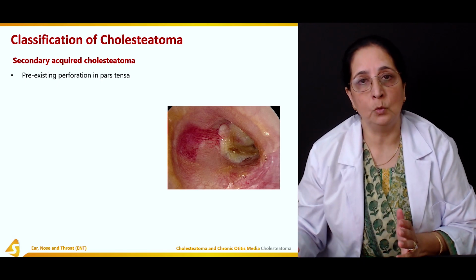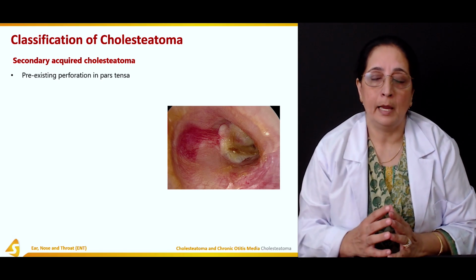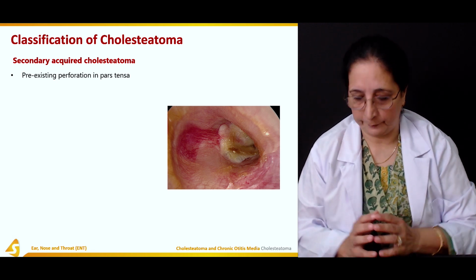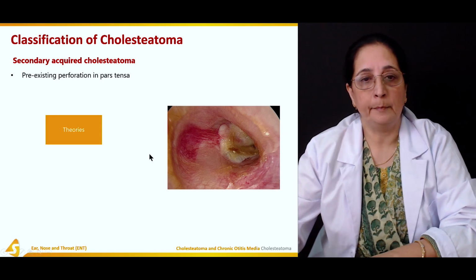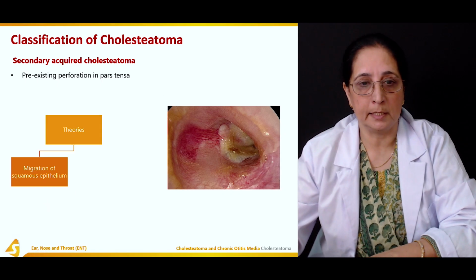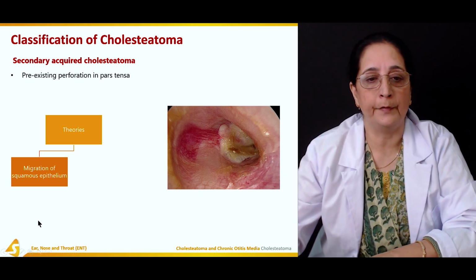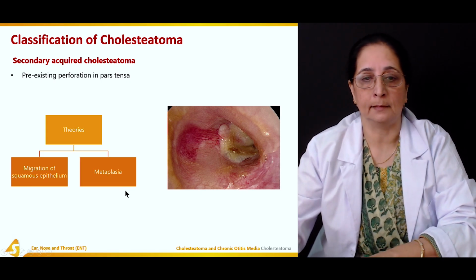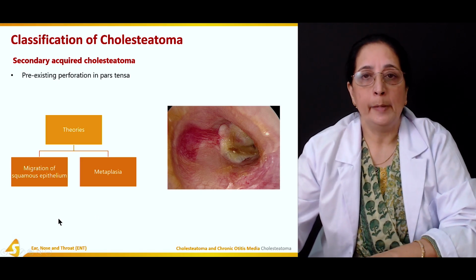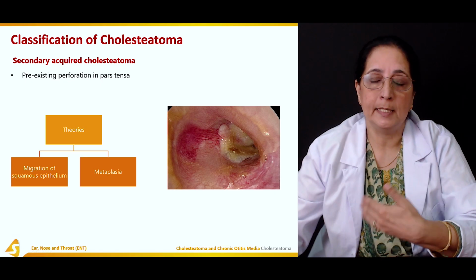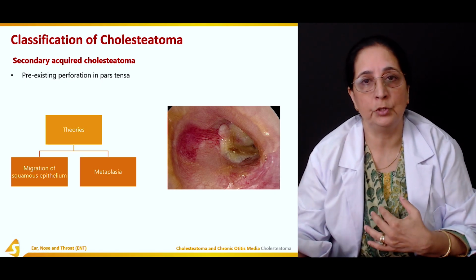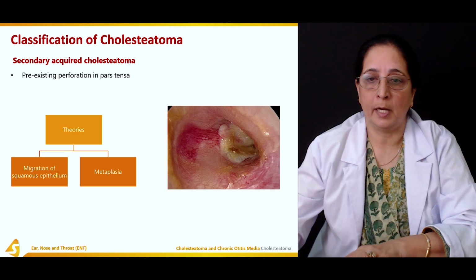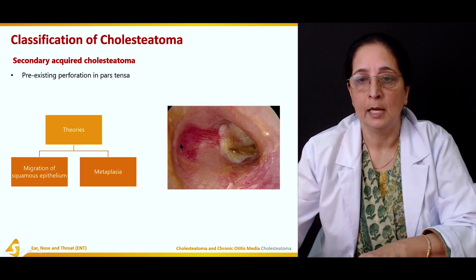So it's secondary to otitis media or perforation, and the primary one was without any previous otitis media or perforation. The theories about this secondary cholesteatoma: there is migration of squamous epithelium, and there is metaplasia. Those are the two main theories. So migration of squamous epithelium and metaplasia are different. The cells undergo changes and ultimately lead to the formation of cholesteatoma. And this is the diagram, if you see, showing the cholesteatoma.